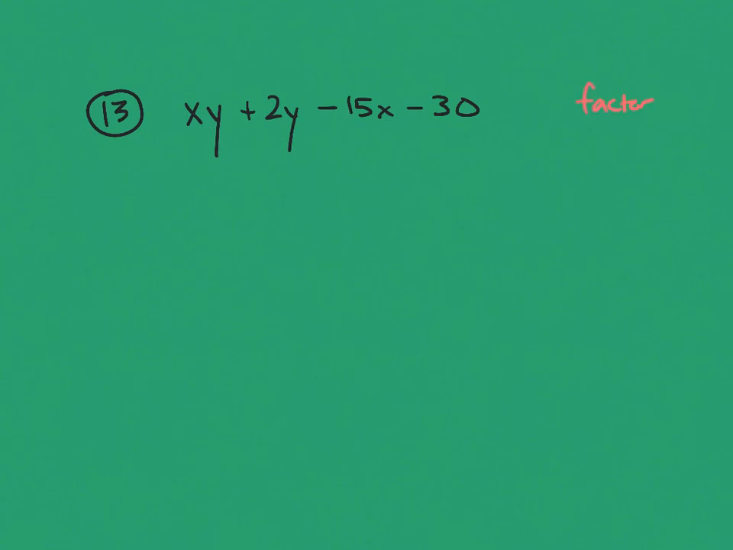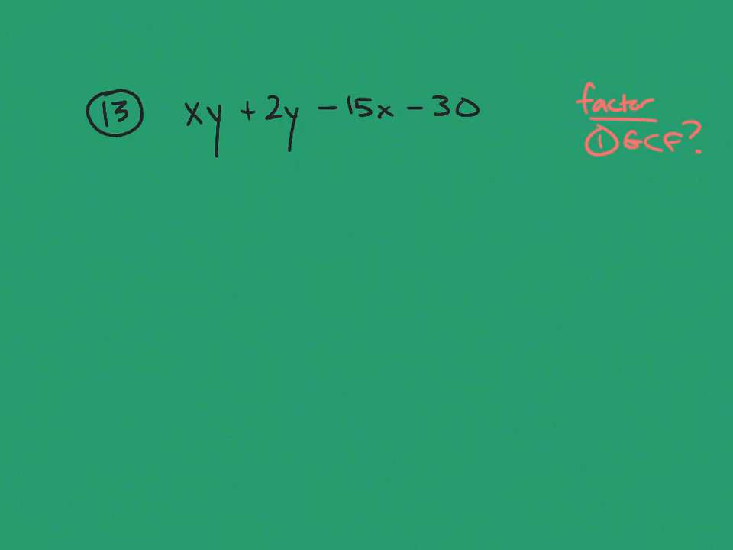13xy plus 2y minus 15x minus 30. Instructions will say factor. Greatest common factor. On the last one, by the way, the greatest common factor was that 2x plus 5. So we did take that out and then wrote what was left.